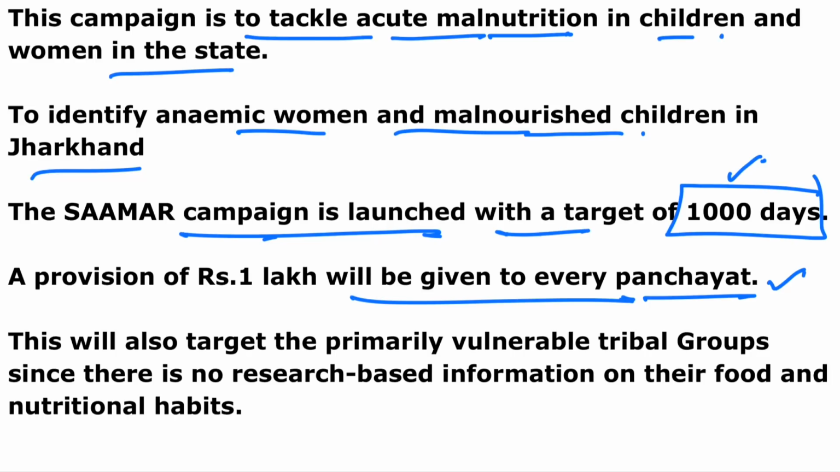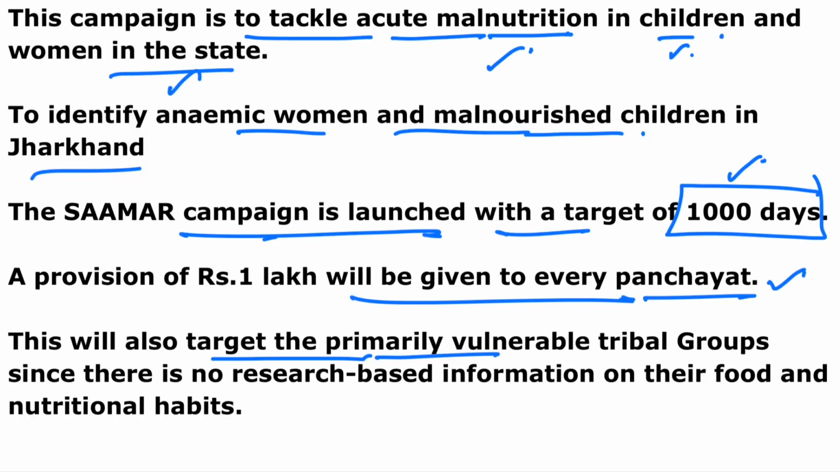Because according to the National Family Health Survey, every second child in Jharkhand is stunted and underweight. Every third child is affected by the stunting. Every 10th child is affected from the severe wasting. And around 70% of the children are anemic. So there is a need to remove this problem, that is the malnutrition in children and women in the state.